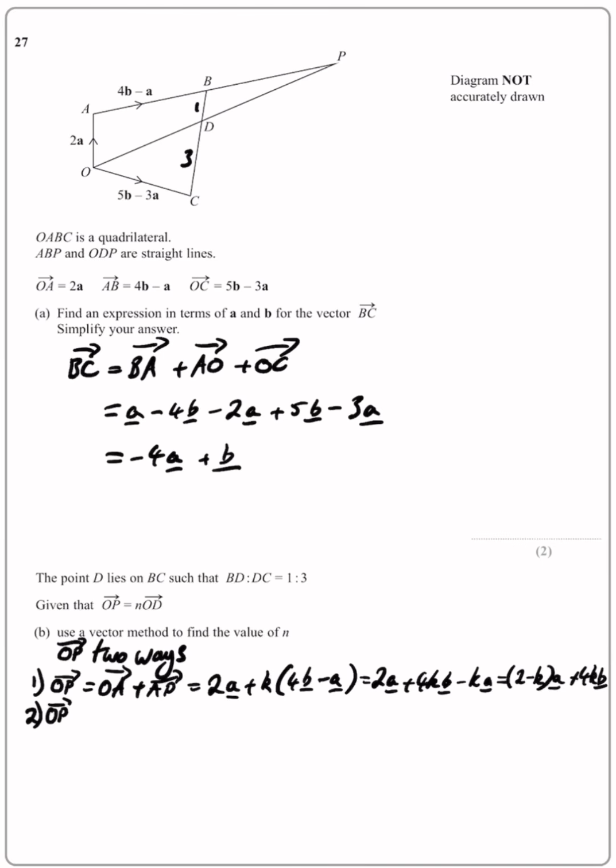The second way of creating the vector O to P is by calling it a scalar multiple of O to D. I'm going to call this scalar multiple n, because that's given to me in the question. So it's going to be n lots of my vector from O to D. I'm going to build the path by saying it's O to A plus A to B plus 1/4 of B to C. I know it's 1/4 of B to C because the ratio of B to D to C is 1 to 3. So B to D is 1/4 of B to C.